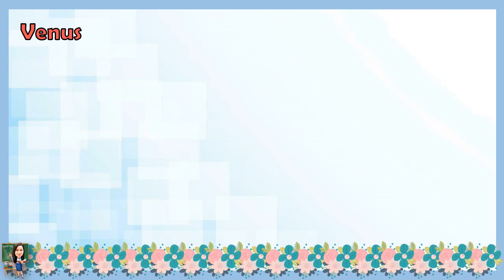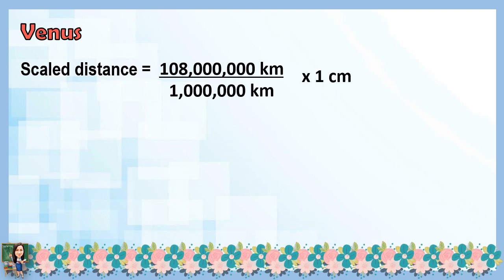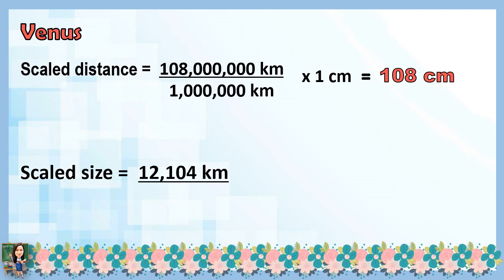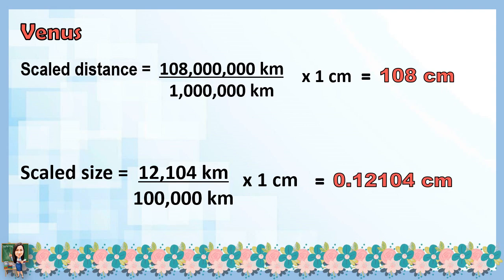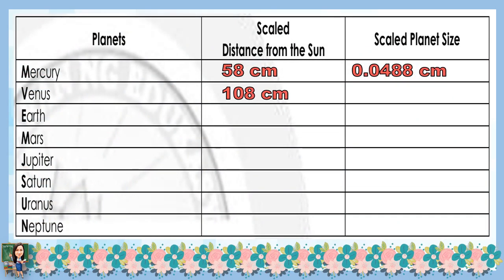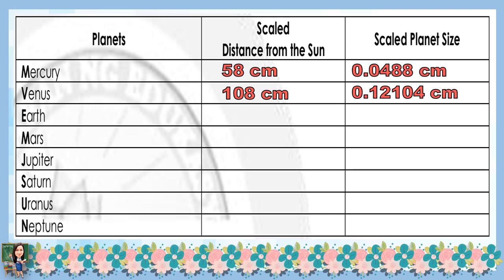Next, Venus. Scale distance equals 108 million divided by 1 million times 1 centimeter equals 108 centimeters. Scaled size equals 12,104 divided by 100,000 times 1 centimeter equals 0.12104 centimeters. So this is the scale distance from the Sun, and this is the scaled planet size.